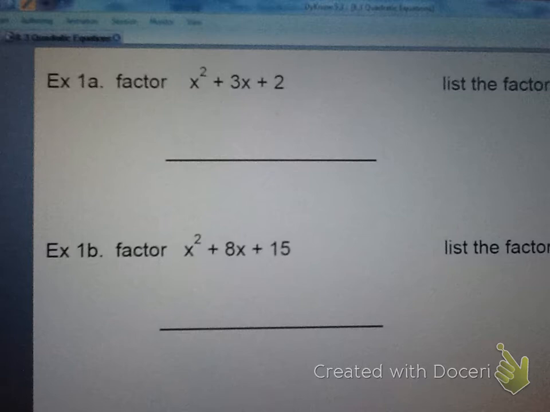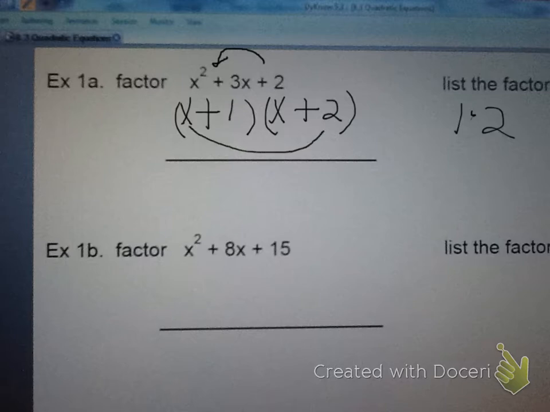Example 1a, we're going to make our two binomials. We're going to look at our last sign. Our last sign is positive, so they are both going to be whatever the first sign is, so they're both going to be positive. List the factors of x squared, it's x and x. Factors of 2. Well, we don't have any choice but to use 1 and 2.